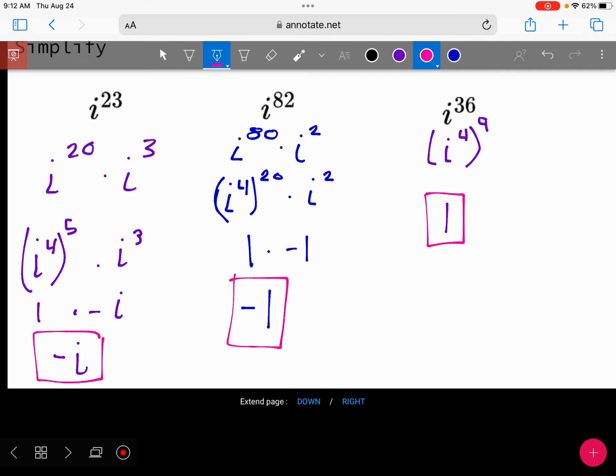You could, but pulling out 6 isn't going to be super helpful unless we remember that i to the 6 is negative 1. Negative 1 times negative 1 still gets us a positive 1. So it still works, but pulling out 4s is more helpful because i to the 4th is 1 and it just disappears and gets out of the way.